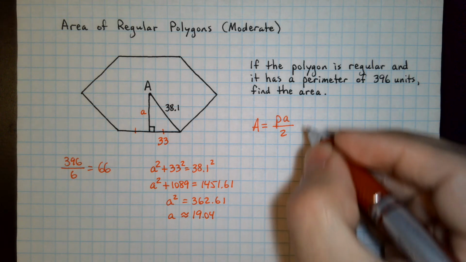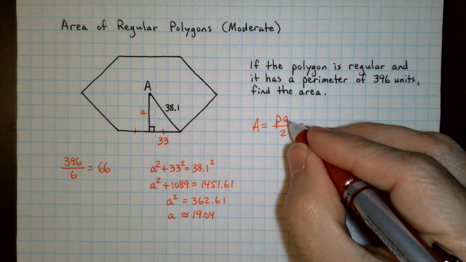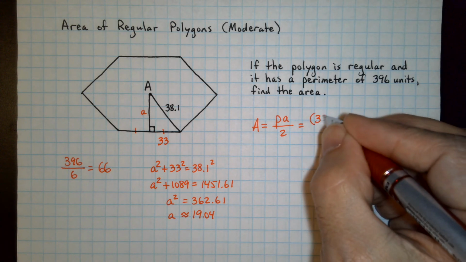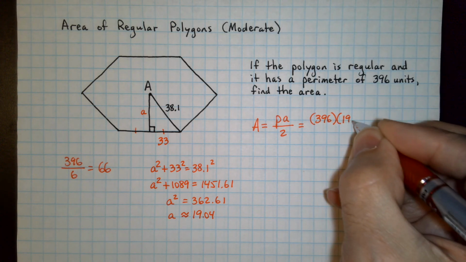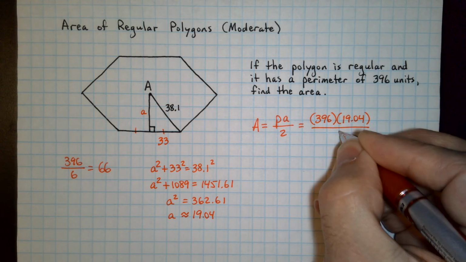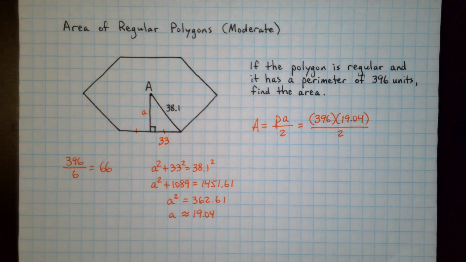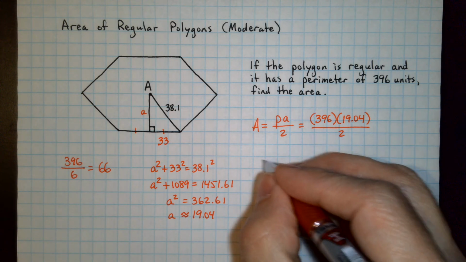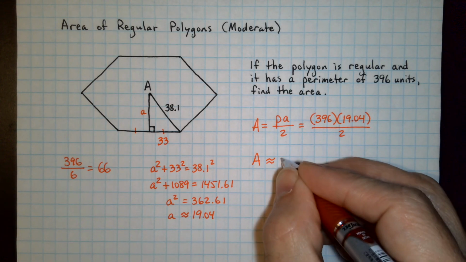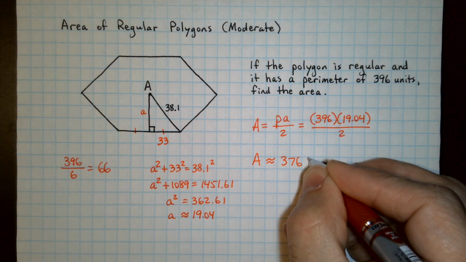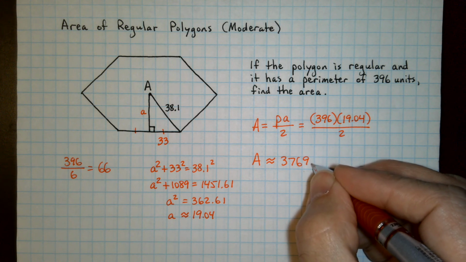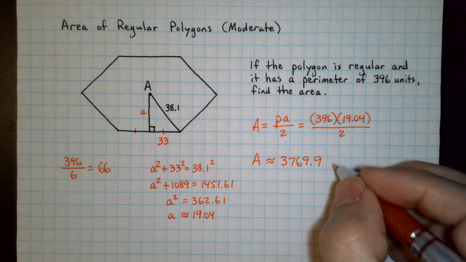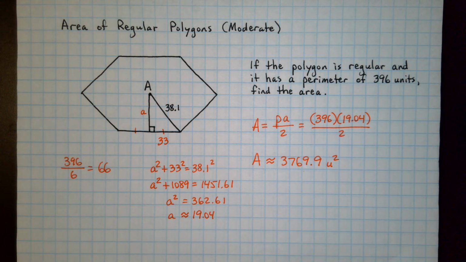This is my apothem. So in my formula, I now know the A value, and I was given the perimeter, the P value. So I have 396 times 19.04 divided by 2. And when I put that in the calculator, I end up with an area that is approximately 3,769.92. That 2 will keep the 9 the same. So 3,769.9 units squared. See you next time.